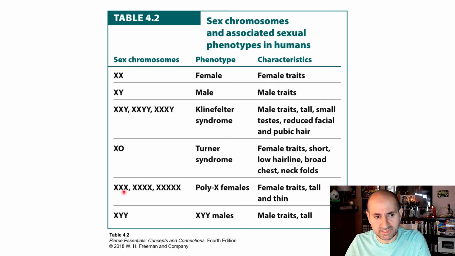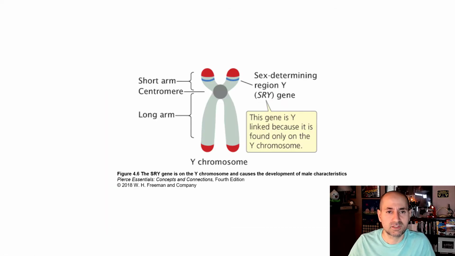Poly-X females, 3 X's, 4 X's, 5 X's. These are known as poly-X females. Female traits, tall and thin. Interesting. Then you can have males with an extra Y. This is also very interesting. You can have XYY, male traits, tall. So very, very interesting stuff.